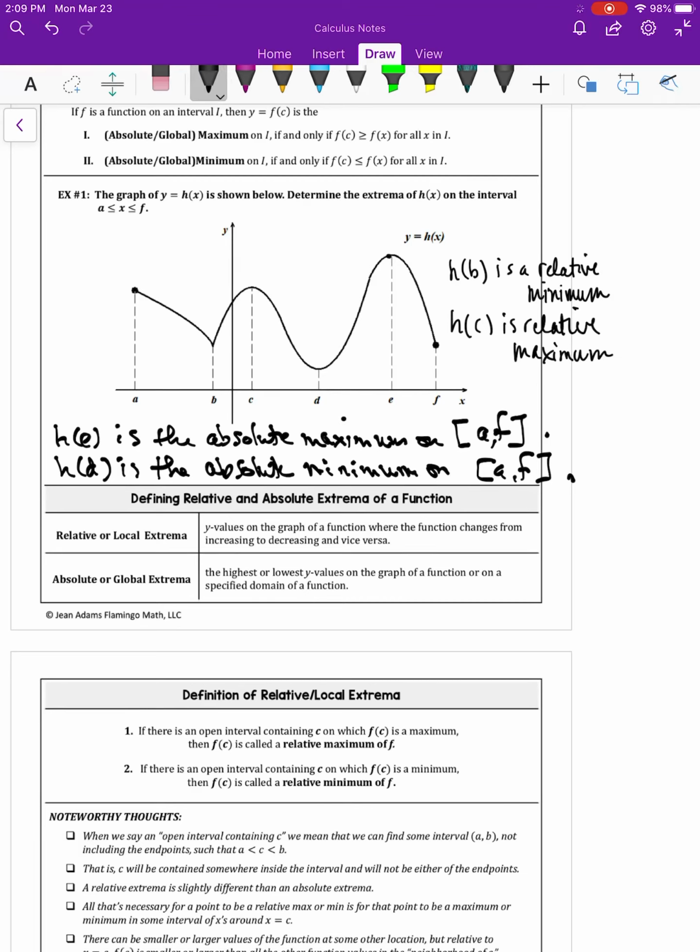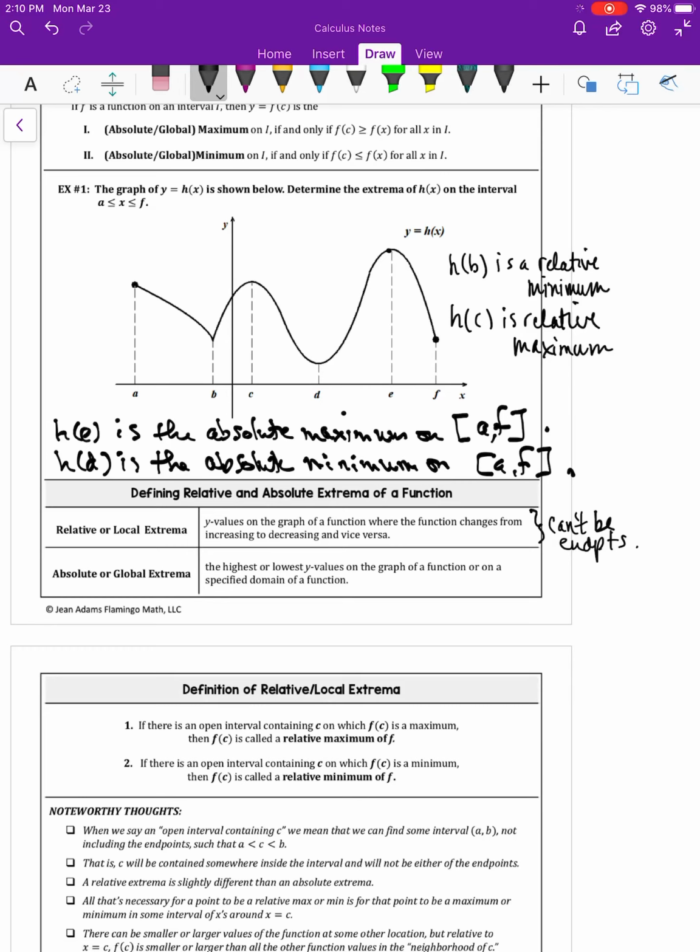Because look at this definition that we have coming up here. It says relative or local extrema, y values on the graph of a function where the function changes from increasing to decreasing and vice versa. And so some books say that you can have this be endpoints. We're going to go ahead and say that it can't. The only time we would discuss endpoints is if they were the absolute or the global extrema. So we didn't even worry about A and F here because they ended up not being.